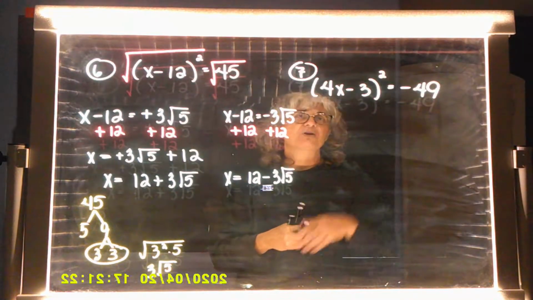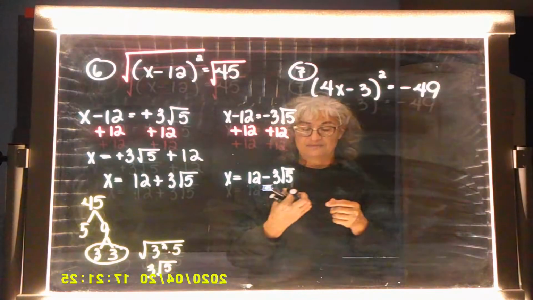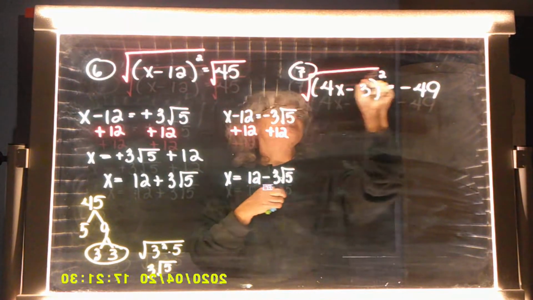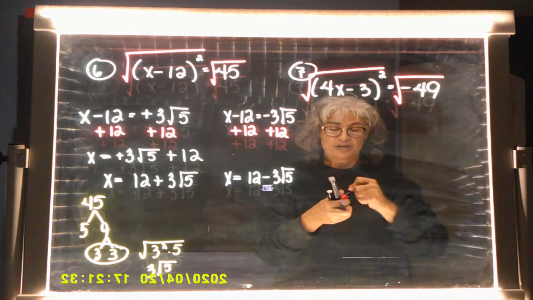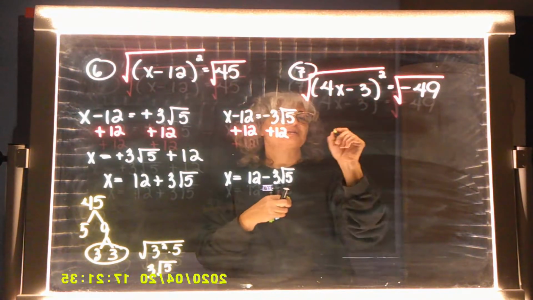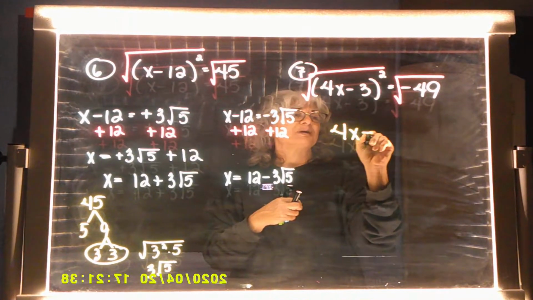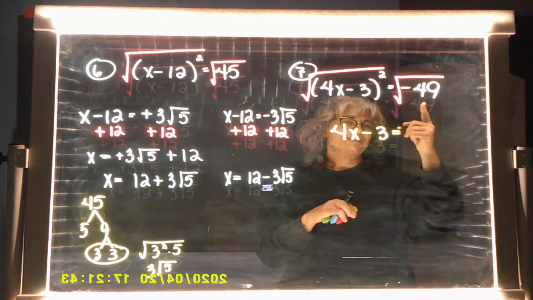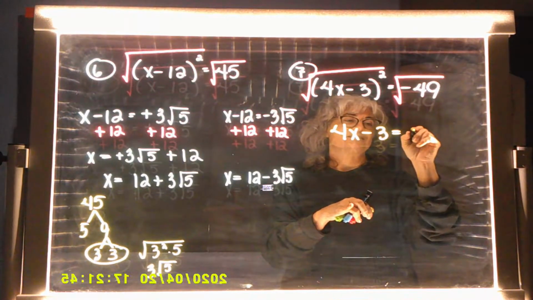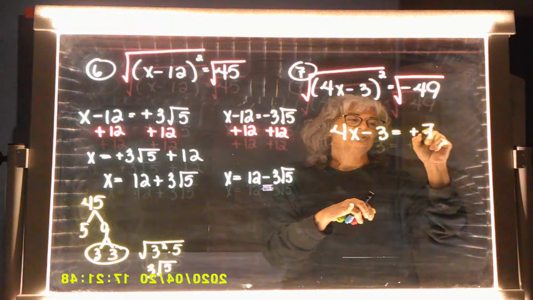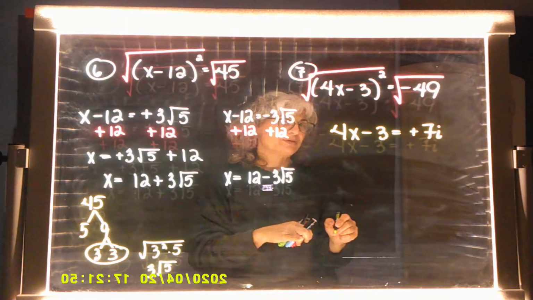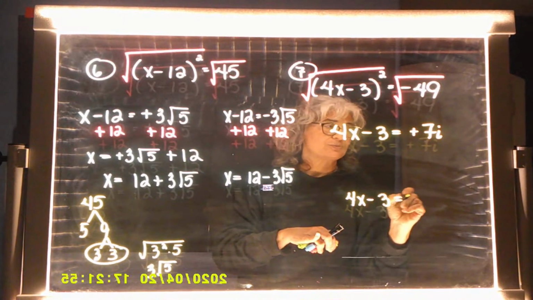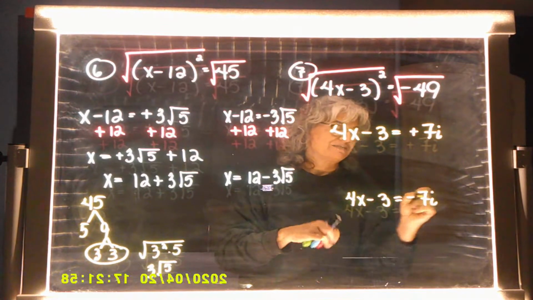Good? Okay, let's look at problem number 7. Again, the square has got to go, so we have to square root both sides, don't we? All right, which means I am going to get 4x minus 3 equaling the square root of negative 49. Yeah, that's 7i, isn't it? But you have how many answers? Good, 2 answers. So I have 4x minus 3 equals a positive 7i, and your other one is 4x minus 3 equaling negative 7i.